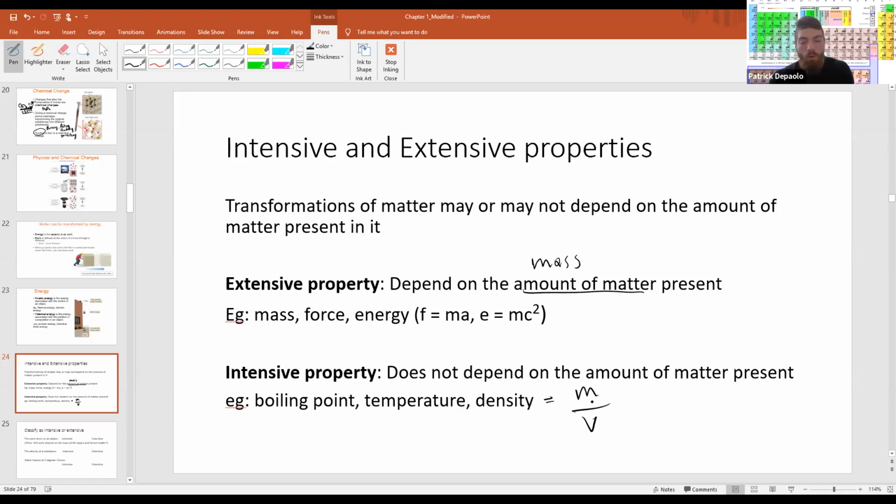Because of that substance, the volume will move accordingly. So if you have a 1 gram substance that has a density of 1 gram per 1 milliliter, if you have 100 grams of it, the density will still be 1 gram per 1 milliliter, and your milliliters would then be 100. So it'd be 100 grams per 100 milliliters. So that property is the same. The property of density does not depend on the mass of the substance present. I hope that makes sense.